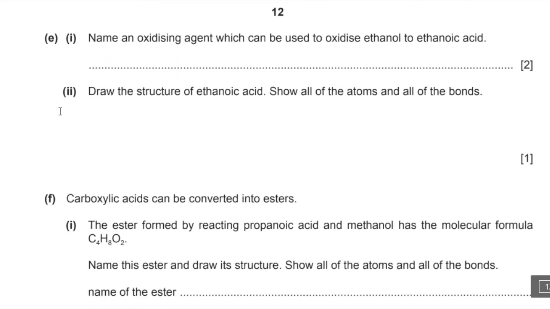E1, name an oxidizing agent which can be used to oxidize ethanol to ethanoic acid. So this agent is acidified potassium manganate, and it's important that you mention acidified because the question has 2 marks, and if you want to gain both of them, you need to write the detail as well.